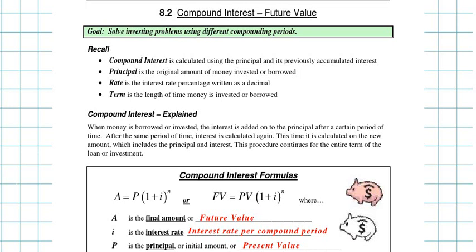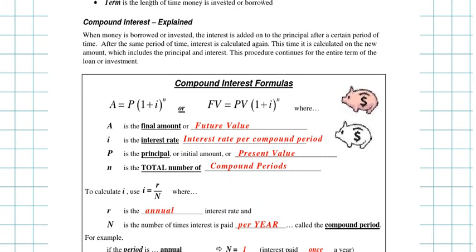So the formulas are the following. They're exactly the same formula, but one uses A as the amount, and one uses FV as the future value. FV and A represent the same thing. A is the future value, or the amount that you're going to have in the future in your bank. P is your principal, how much money you have right now. It's the same thing as saying PV, your present value right now. And then (1 + i)^n.